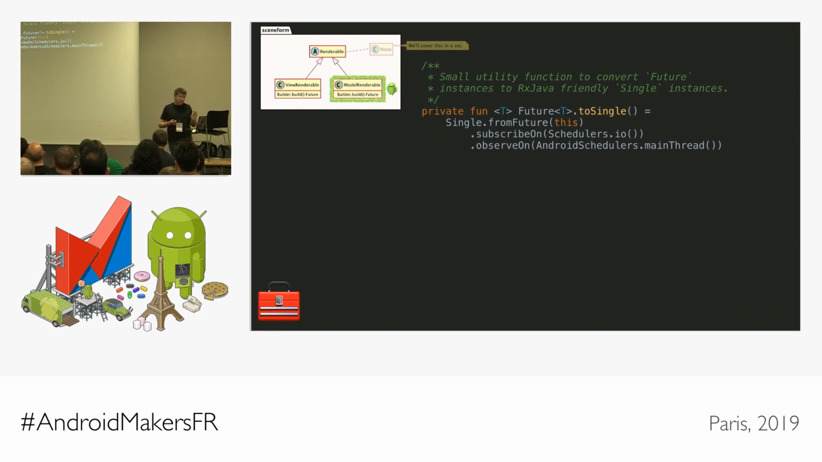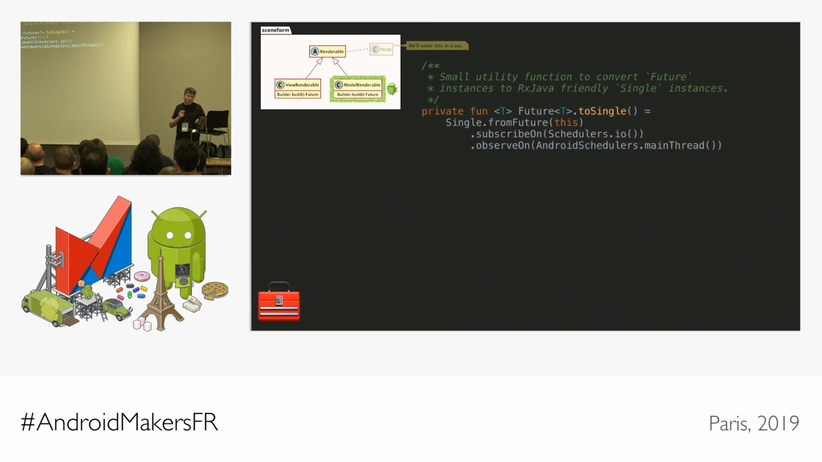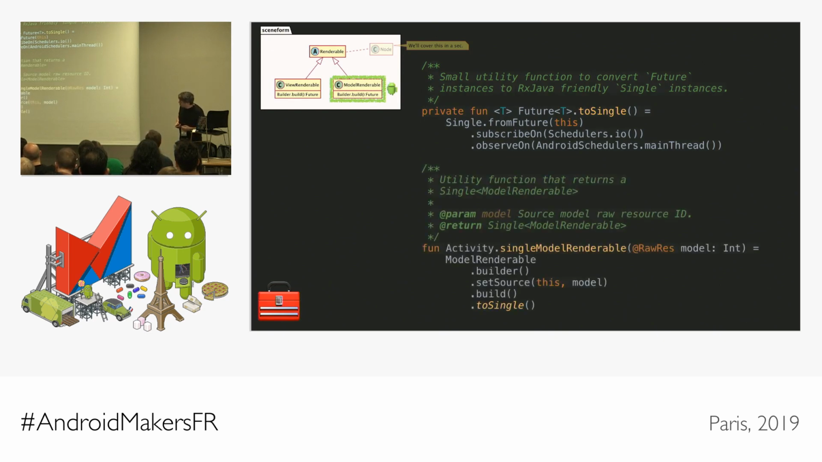So keeping the Rx shenanigans to a minimum, I will do one little thing. For starters, a small extension function. I have this small extension function that's going to turn any future of type T into an RxJava single. So that's how I bridge the two worlds. Once I have this, I can get to this one. This is how I turn the builders into a single in RxJava. If you're not too familiar with RxJava, basically all this allows you to do is have a one-liner that will load the resource, and when it's done, it's going to call your callback. Fairly straightforward, even if you're not familiar with RxJava.